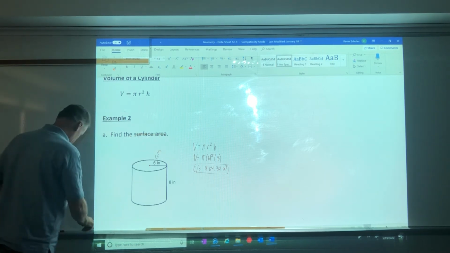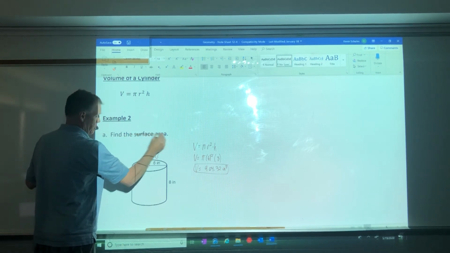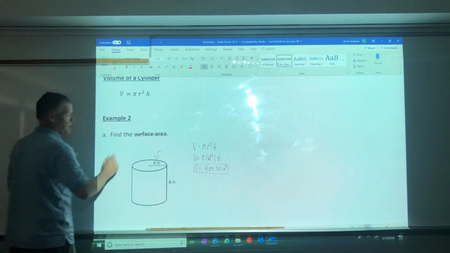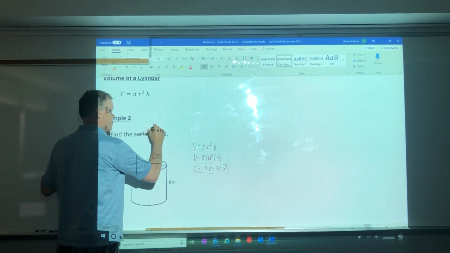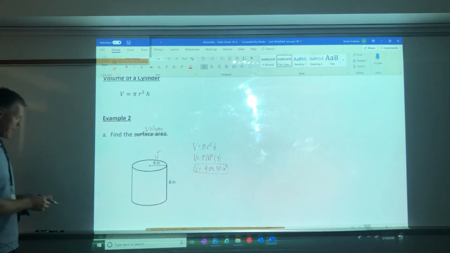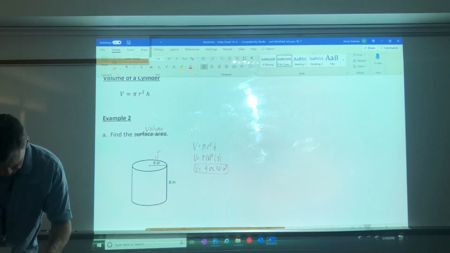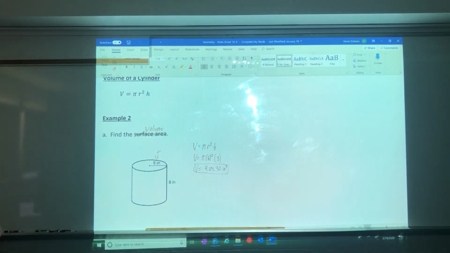Cross this out here. If you're looking at this and wondering why it says something else, this should definitely be volume. I'll make sure I correct that in the notes. I think on the rectangular prism, yeah, that had volume. That's just a misprint right there.